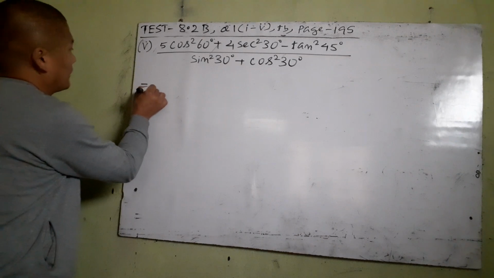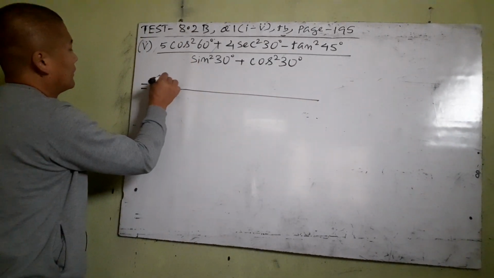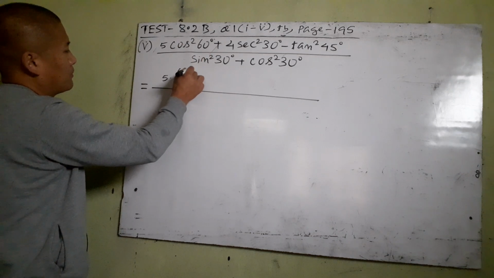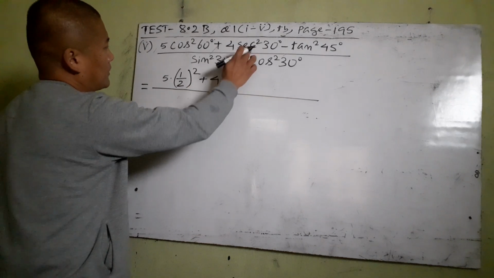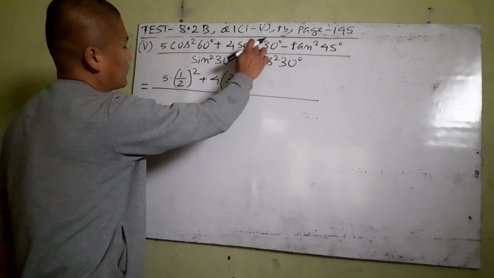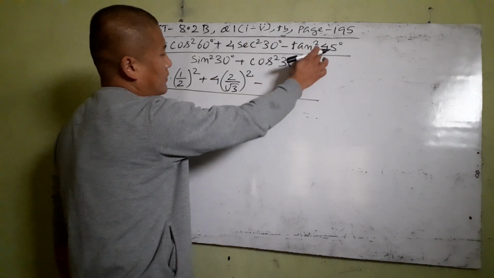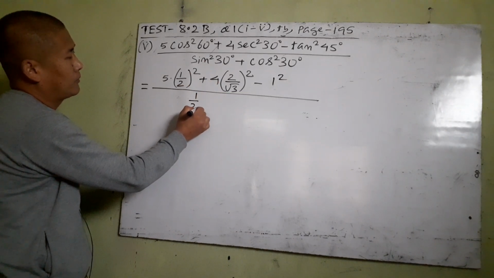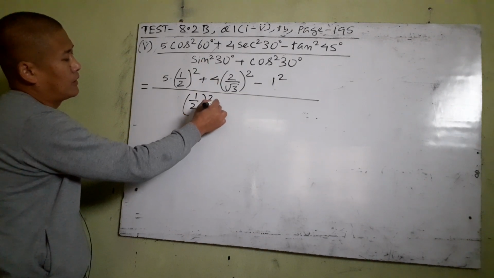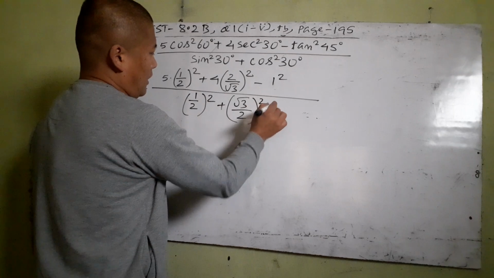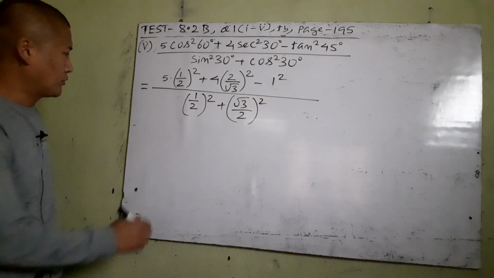Put your long line and write here 5 into cos 60 degrees, 1 by 2, so square means bracket, square, plus 4 into sec 30 degree is 2 by root 3, again square, sec square, so square with a bracket, minus tan 45 is 1, again square, so we put the square. Sine 30 degrees 1 by 2, but again sine square, so we put the square, plus cos 30 degrees root 3 by 2, again square, so we put the whole thing square.